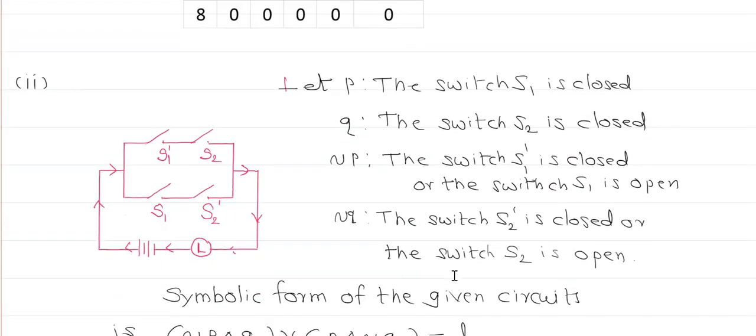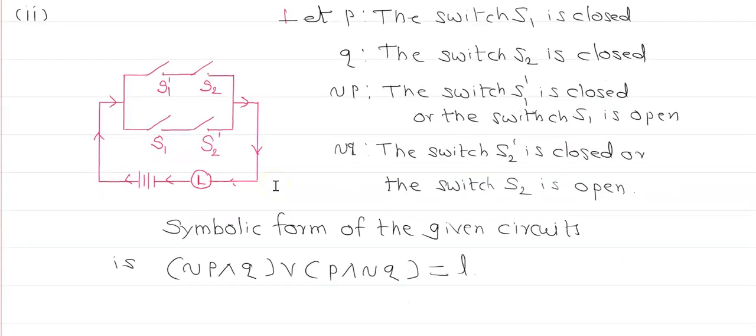Now the next is question number 2 for this circuit. Again the same dialogues are there. P, Q, negation of P, that is the switch S1 is closed, or the switch S1 is open. This also we can write. Negation of Q: the switch S2 is closed, or the switch S2 is open. This we will write for every problem. Now S1 dash and S2 are in series, and S1 dash and S2 are in parallel with S1 and S2 dash, which are in series.